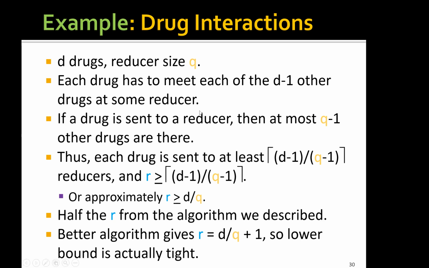Okay, so what this says is the replication rate is at least this formula. And again, since I'm assuming D and Q are large, it just says R is D over Q. Now, if you remember, the family of algorithms that I just talked about had R equal to 2D over Q. So it turns out that the lower bound is really pretty much precise. That is, you can get almost down to D over Q using a more complicated algorithm than the one that I gave you. I'm not going to discuss that here.